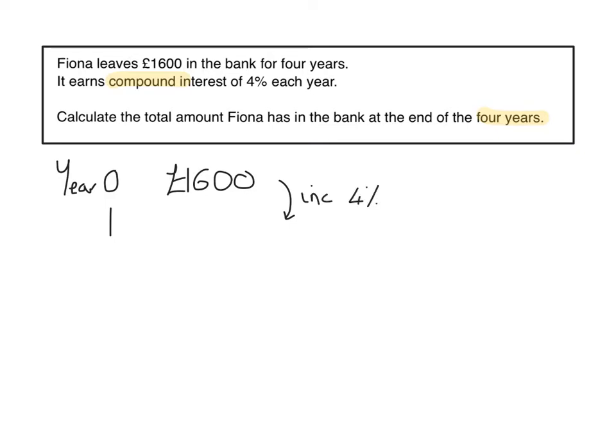So we know that 100%, we're increasing by 4%, which is 104% altogether. And as a decimal, that's 1.04. So what I'm actually doing is I need to be timesing by 1.04. Let's do that on my calculator. 1,600 times 1.04. And I get 1664.